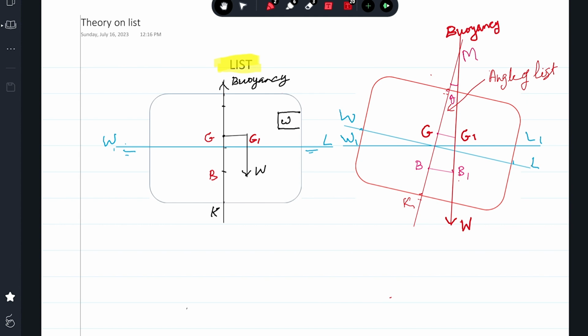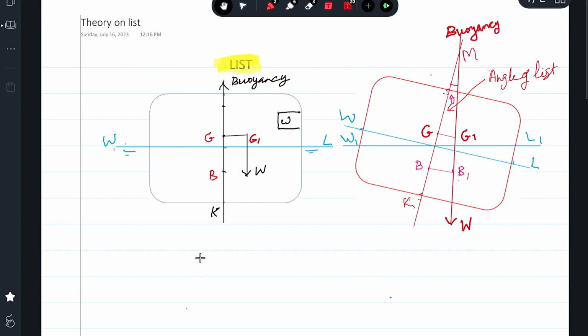List is the transverse inclination. You can see I have drawn a transverse section of a vessel. If the weight distribution about the center line, on the port side and starboard side, is unequal, then the ship will incline towards the side which has more weight.